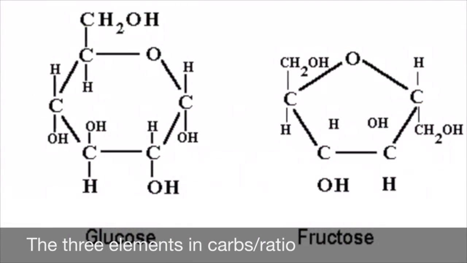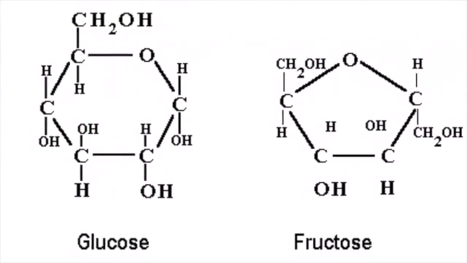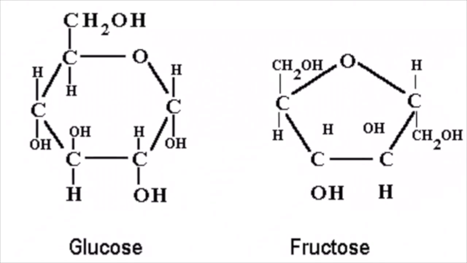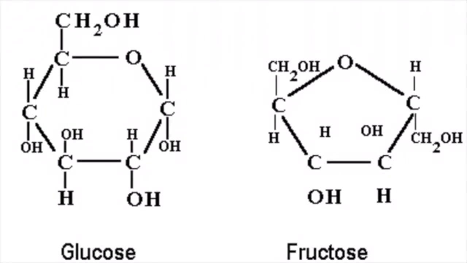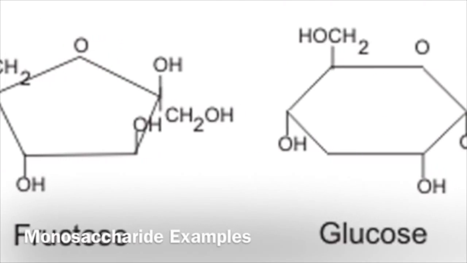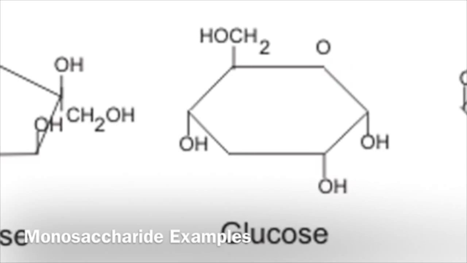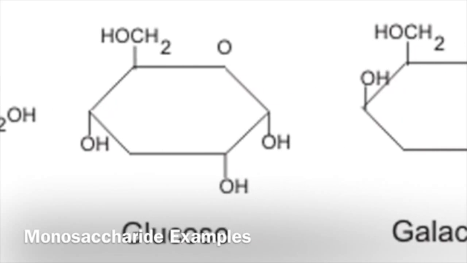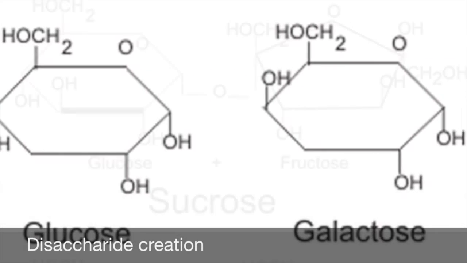The three elements present in carbohydrates are carbon, oxygen, and hydrogen. The ratio between these three elements in carbohydrates is about 1 carbon to 2 hydrogens to 1 oxygen. The monomers of carbohydrates are monosaccharides. Monosaccharides are also the monomers of disaccharides and polysaccharides.